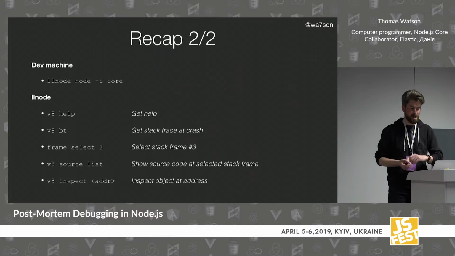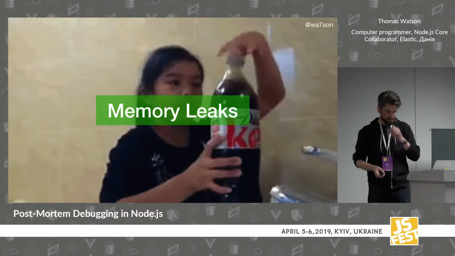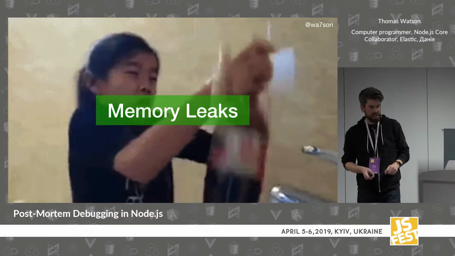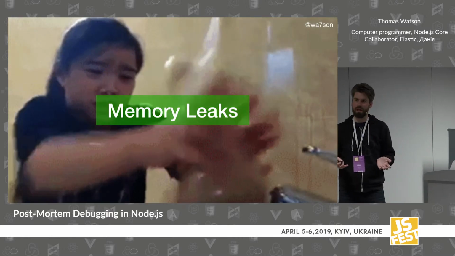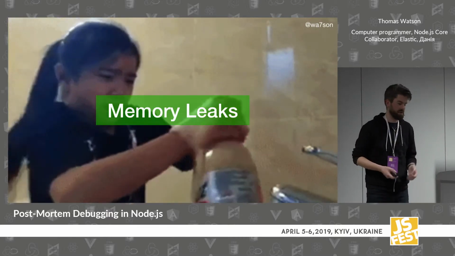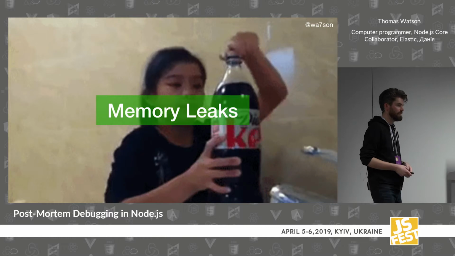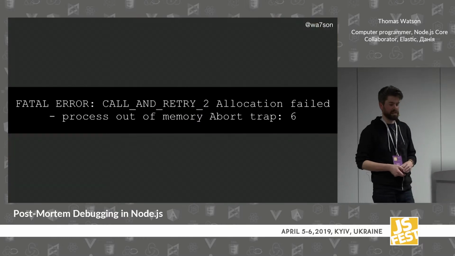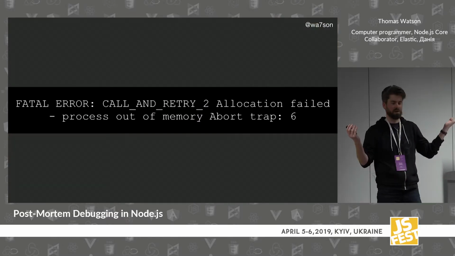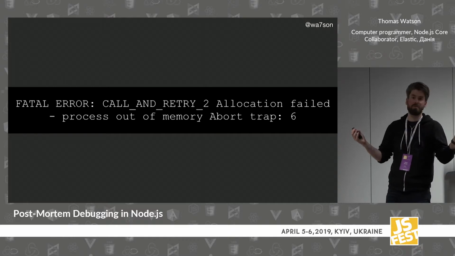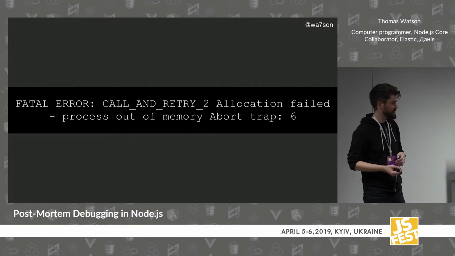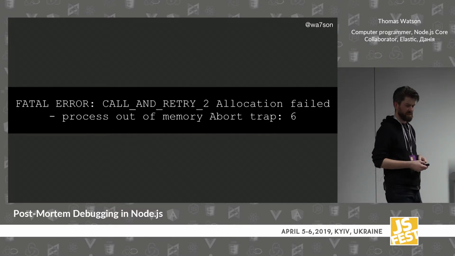So finally, memory leaks. Memory leaks is probably the hardest thing to debug in probably any type of application. And if you let them run long enough, you get an error like this in Node.js where it just runs out of memory. Well, it doesn't have to be a memory leak, but that's usually the issue, right? So what's a memory leak?